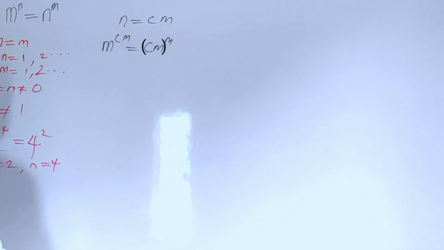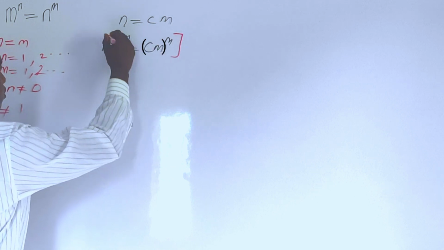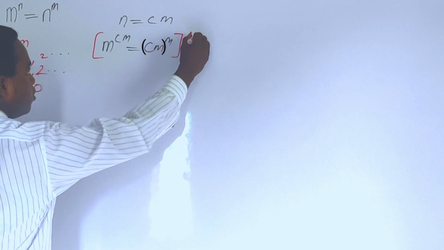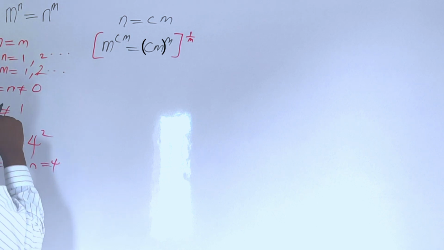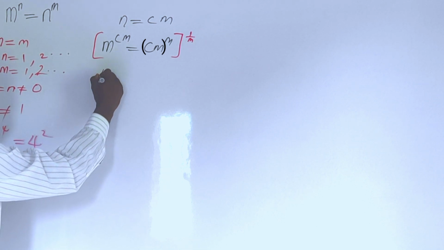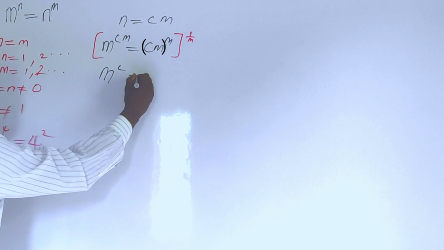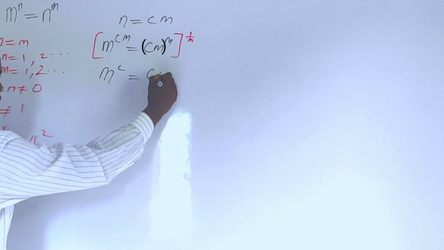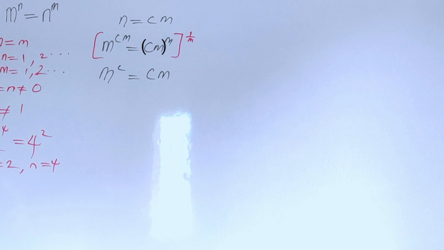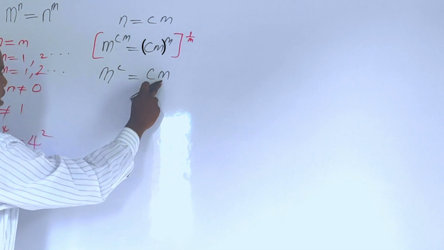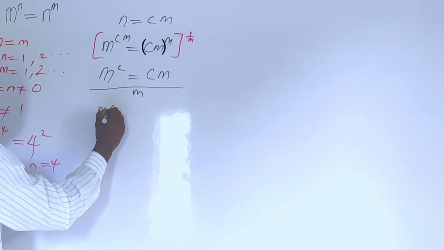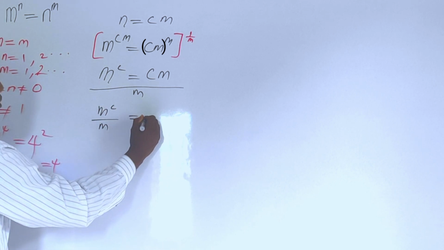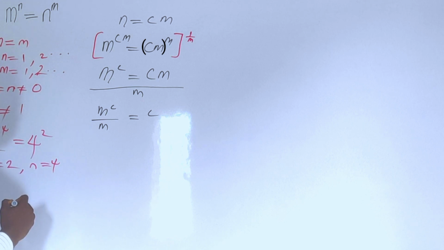Next, I think we should get rid of the m on the power, right? We can do that by expressing both sides to the power of 1 all over m. Okay, let's do that. So when we do that, we would have m raised to power c, and that's equal to c multiplied by m. Yeah, we're getting somewhere. Let us divide both sides by m. When we divide both sides by m, on the left hand side we have m raised to power c all over m, and that equals c.